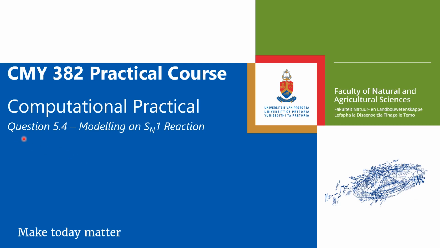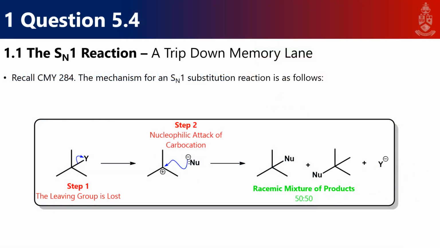So the next thing you need to look at in question 5.4 is the modeling of an SN1 reaction. Just to refresh your memory a bit from CMY 284, an SN1 reaction is a substitution reaction. What it entails is you have some sort of carbon backbone which is connected to a leaving group, Y, and the leaving group leaves. Surprise, right? Which forms a carbocation intermediate, which is then attacked by a stronger nucleophile than what Y minus is as a nucleophile.